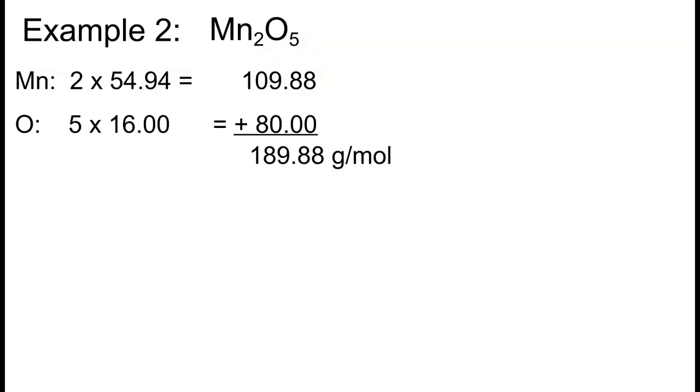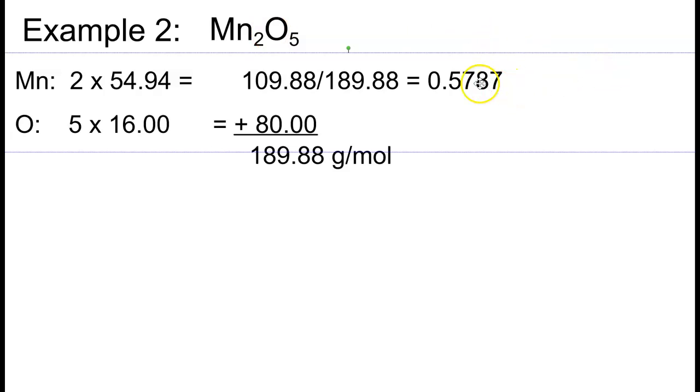Okay, so once you have your grand total, then you'll take each of the subtotals, divide by the grand total. So we have 109.88 divided by 189.88. We're going to get a number. Make sure it has 4 non-zero decimal places past the decimal. Multiply by 100, and then you get 57.87%.